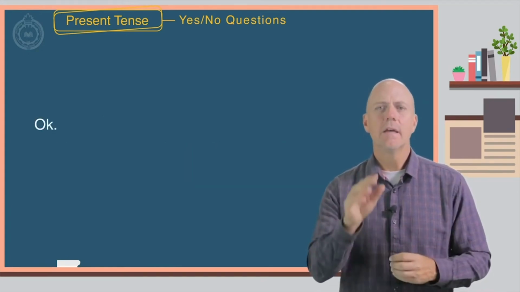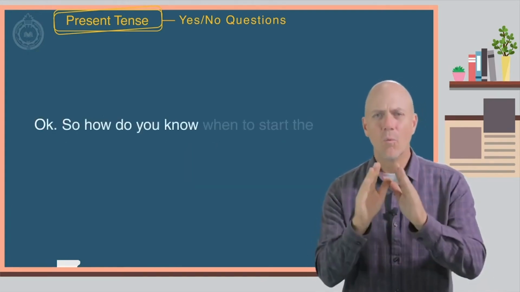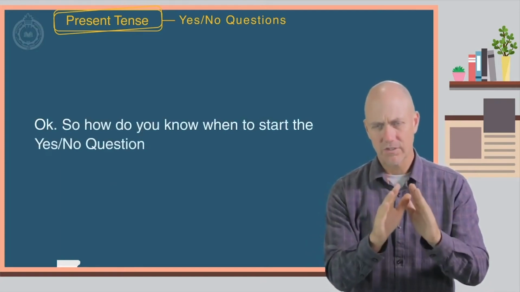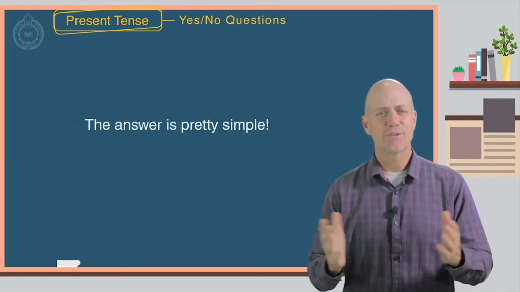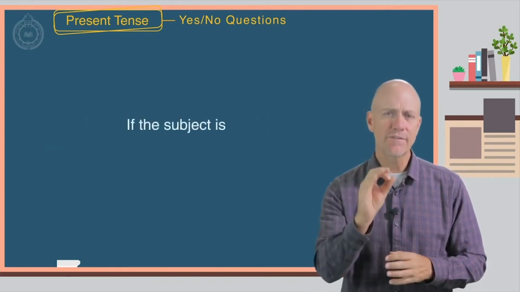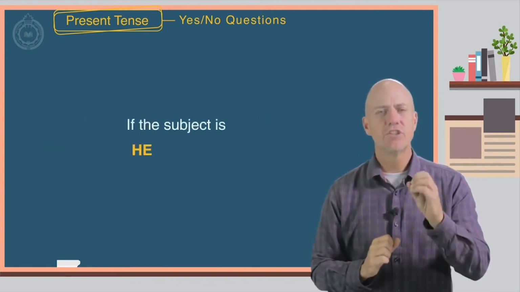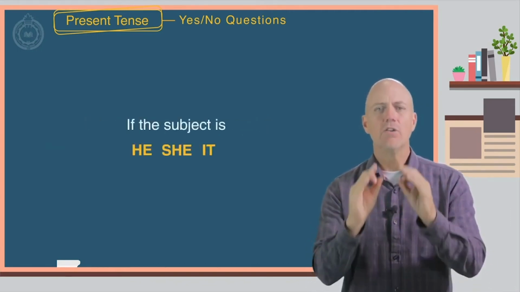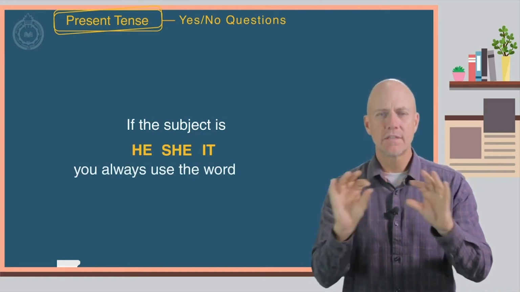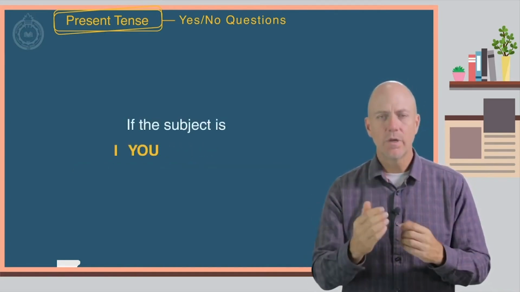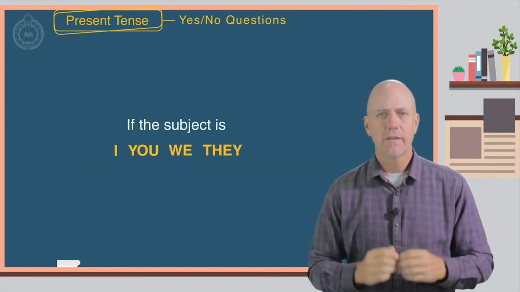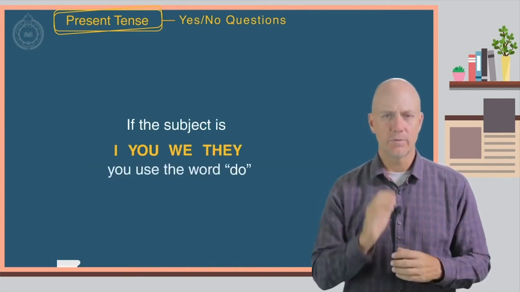Okay, so how do you know when to start the yes-no question with do or does? The answer is pretty simple. If the subject is he, she, or it, you always use the word does. If the subject is I, you, we, or they, you use the word do.